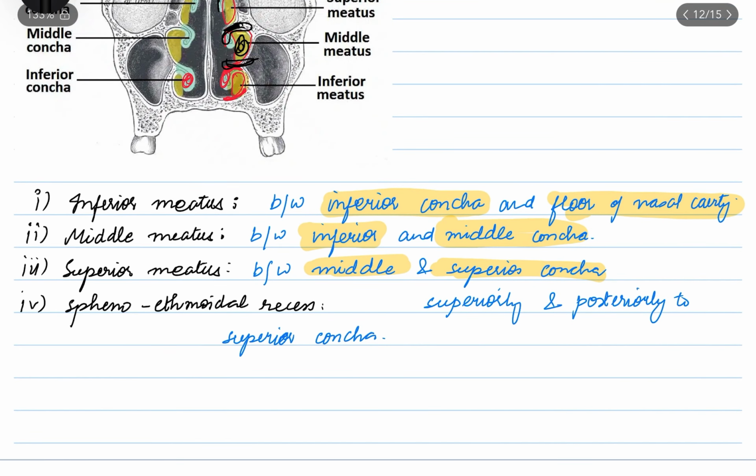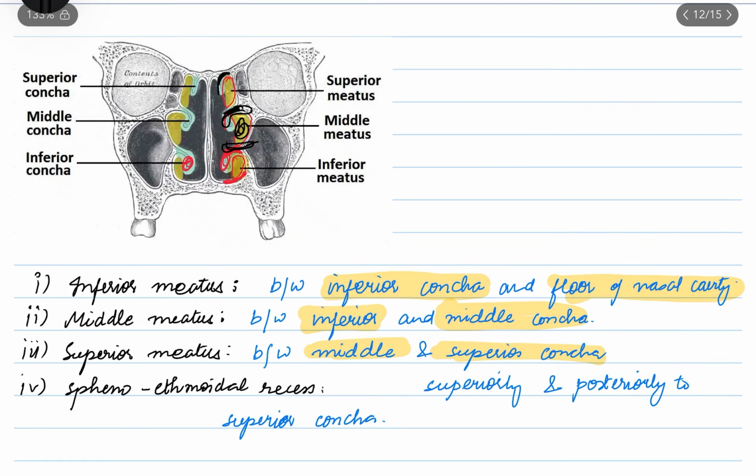The last one is the sphenoethmoidal recess, which is present superiorly and posteriorly to the superior concha. This is the superior concha, and the sphenoethmoidal recess is present superior and posterior, on the backward portion, to the superior concha.